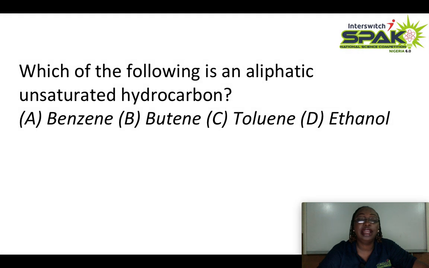Which of the following is an aliphatic unsaturated hydrocarbon? The question has really shown what we are looking at. Definitely it is not option D. Option D is eliminated because it is not a hydrocarbon. Now, the other 3 are unsaturated, but which one is aliphatic? Aliphatic are straight chains and they're not cyclic. They are straight chains or branch chains. So the answer here is butene. Butene is the aliphatic unsaturated hydrocarbon in the options.